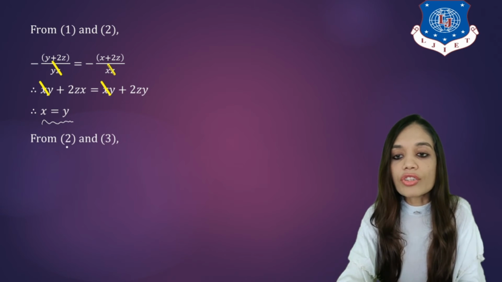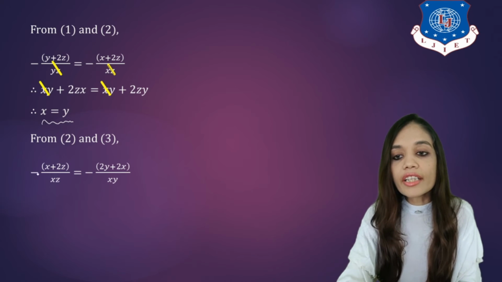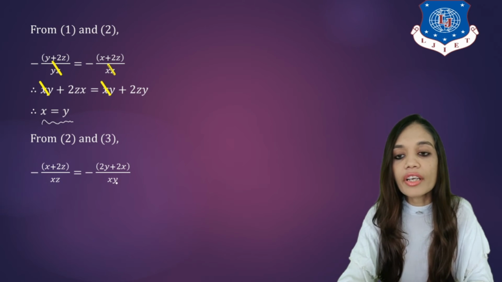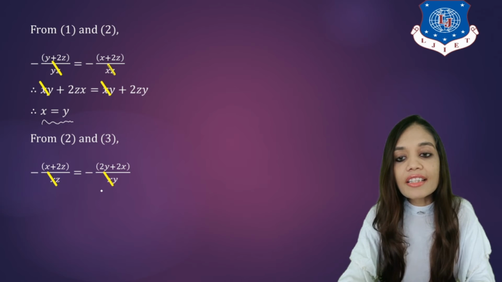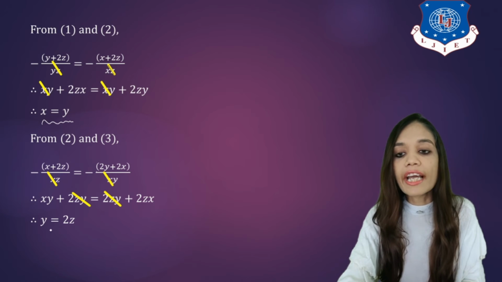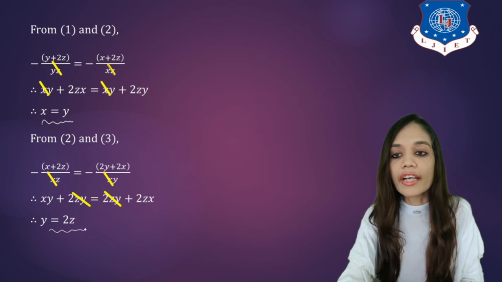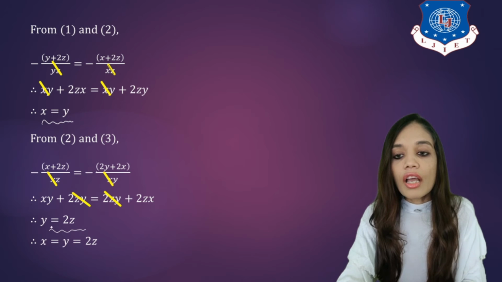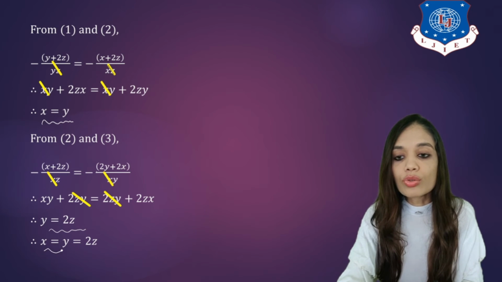Now equate equation 2 and 3. On equating you will get minus (x plus 2z) upon xz is equal to minus (2y plus 2x) upon xy. Here x gets cancelled out. Now you simplify, that is, take this on this side and this on this side. Therefore you will get xy plus 2zy is equal to 2zy plus 2zx. Now this will get cancelled out. So finally you will get y is equal to 2z. Therefore x is equal to y is equal to 2z.